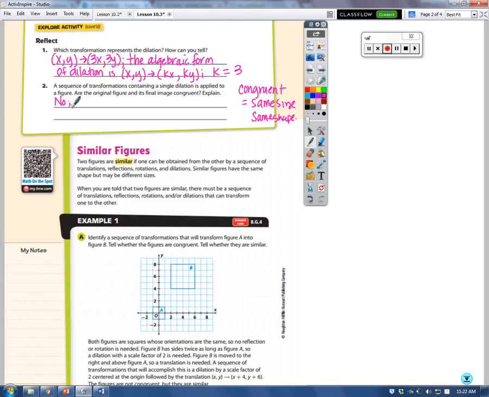because the dilation shrinks or enlarges a figure, right? And so it would not be the same size. Therefore, they would not be the same size.